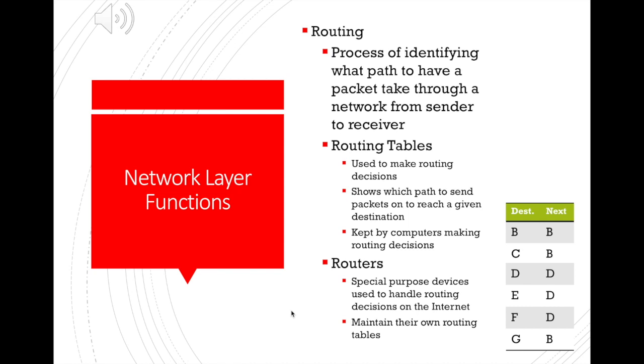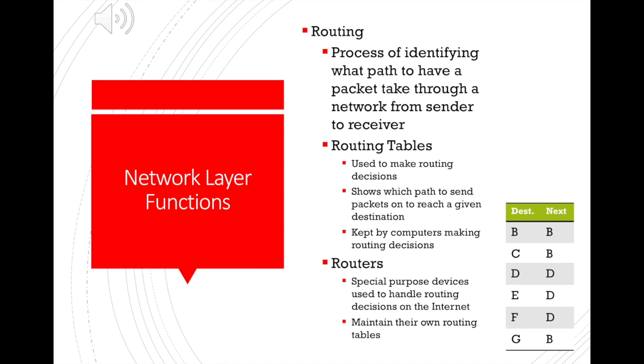Now let's talk about routing. Routing is the process of identifying what path to have a packet take through a network from sender to receiver. It involves routing tables. Routing tables are used to make decisions. Routing tables show which paths to send packets on a given destination. Routing tables are kept by computers making routing decisions. Routing is done by routers.